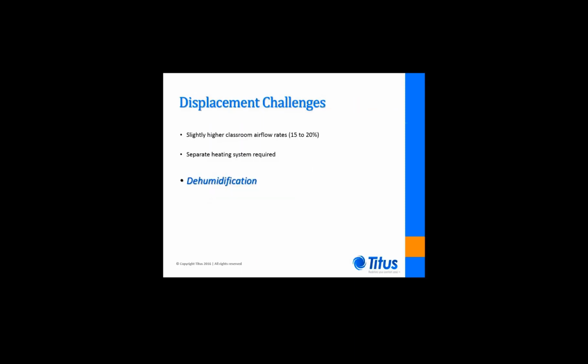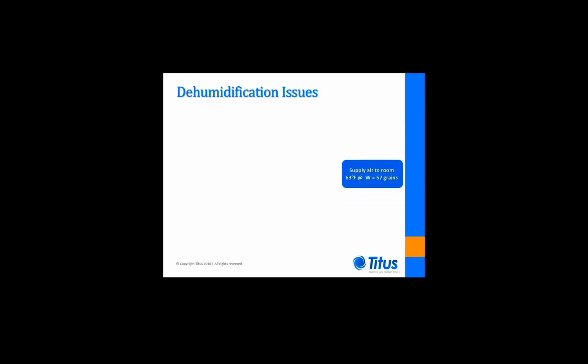Perhaps the biggest challenge for displacement system application in moderate to humid climates is maintaining adequate dehumidification within the classroom. A displacement system serving a classroom must typically provide supply air at 63 to 65 degrees Fahrenheit to satisfy the sensible cooling load and a humidity ratio of 57 grains to maintain the desired classroom humidity level.